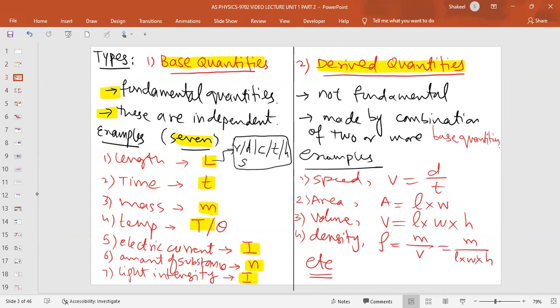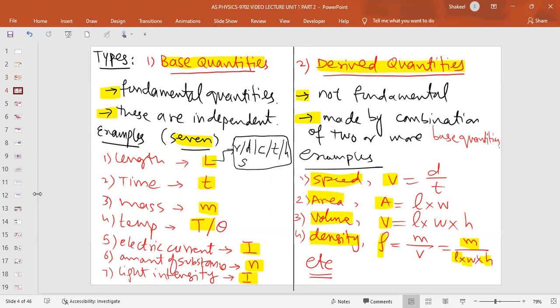About derived quantities, these are not fundamental and these are made by a combination of 2 or more base quantities. An example is, let's say, speed, which is distance divided by time; area, which is a combination of length and width; volume, which is a 3D quantity, a combination of length, width, and height, for a cuboid. For density, it is mass over volume. Mass is independent, but volume is length into width into height. So it means you at least have to measure 4 quantities in order to measure density. That's why density, volume, area, speed, all of these are derived quantities.